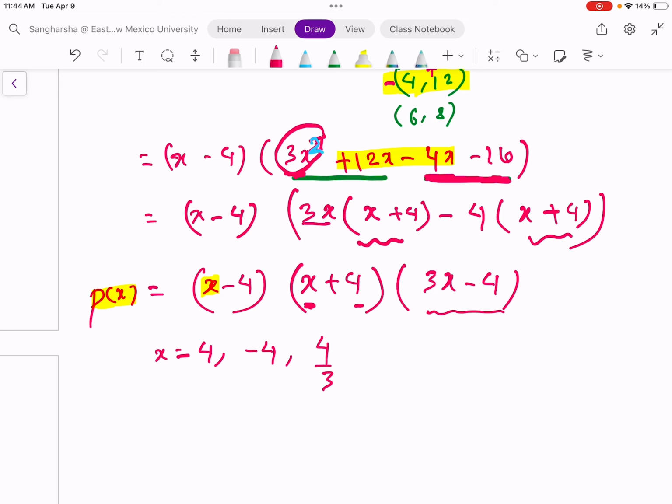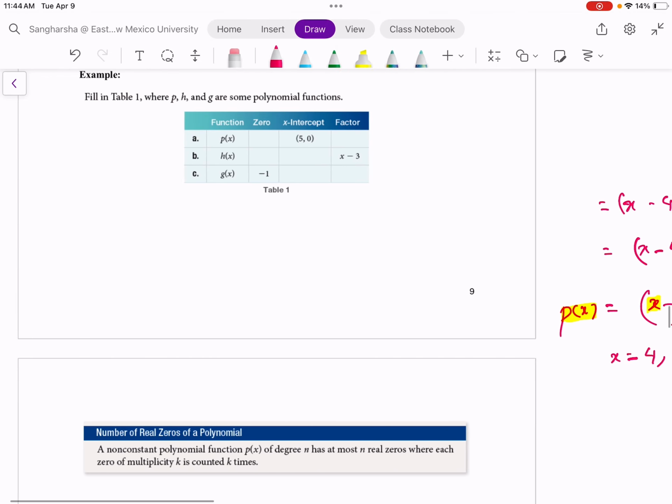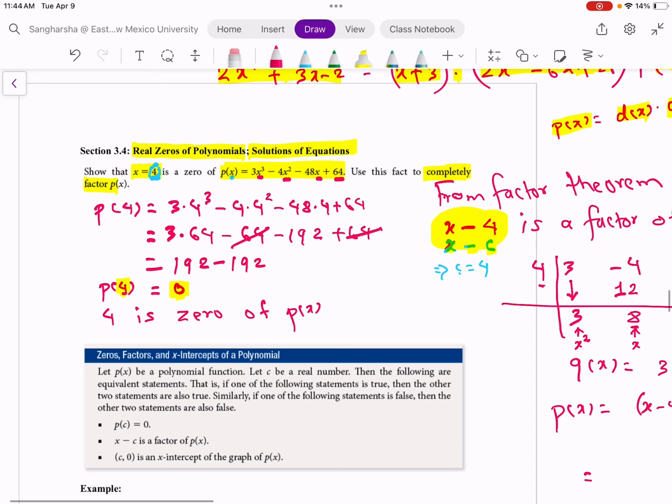We have the 3 x values. So these are the real zeros, these are the x-intercepts, and these are also the solutions. Okay. So this is our first example.